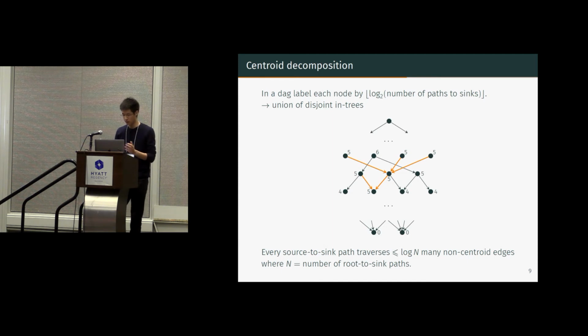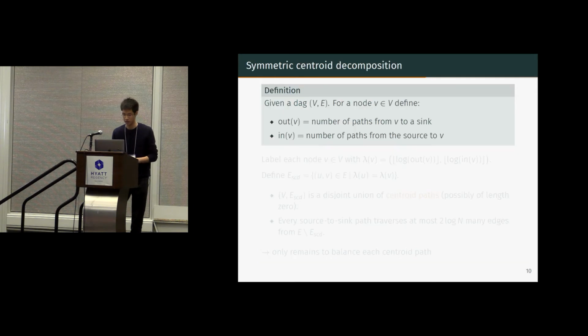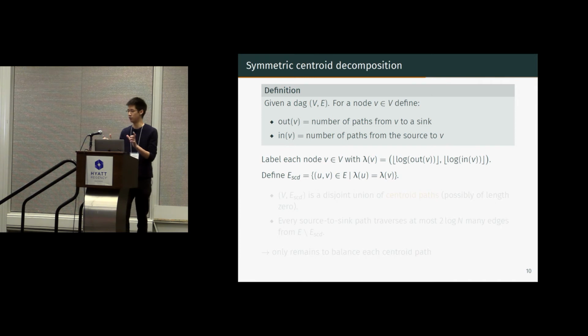All right, so we will try to make these trees again into paths by simply making it symmetric. So this is a very simple idea. Let's take a DAG, and for a node, we define the out number, which is simply the number of paths from that particular node to some sink, and the in number, which is the number of paths from some source to that node. And now what we do is we label each node by the pair of these two numbers and take the logarithm. Now, this labeling is again monotonic in the sense that if we go down in the DAG, then the out number goes down and the in number goes up.